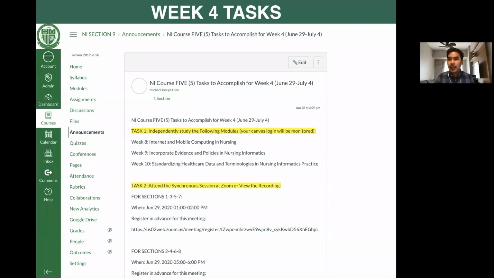Every week we are doing 5 sets of tasks. For this week, week 4, from June 29 to July 4, we will independently study the following modules: internet and mobile computing in nursing; incorporating evidence and policies in nursing informatics; and standardizing healthcare data and terminologies in nursing informatics practice. We will also be discussing some issues related to telehealth. So that's your task number 1.